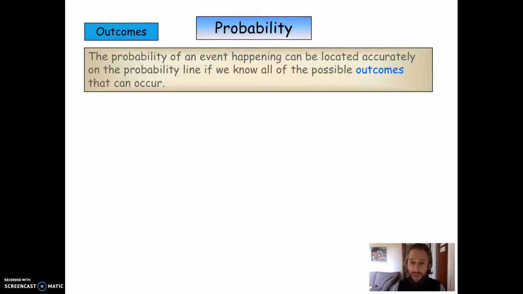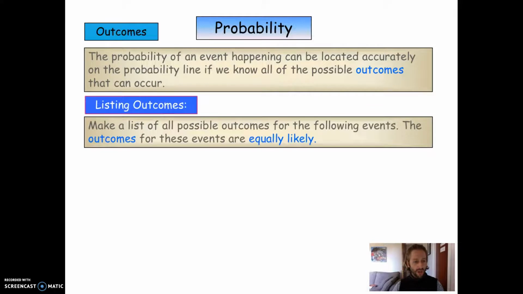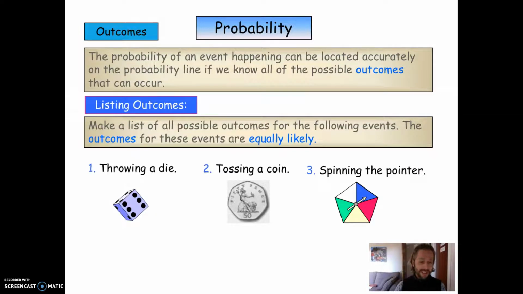But to really have more detailed understanding about that, we need to know all the possible outcomes that can occur. So here's what I mean. We want to make a list of all possible outcomes for the events. And what's worth noticing is that all of these events are equally likely. So if we consider throwing a dice, what are all the different outcomes that could occur? Well, there's 6 outcomes. You could roll a 1 or a 2 or a 3 or a 4 or a 5 or a 6. So there's 6 outcomes and each outcome is equally likely.